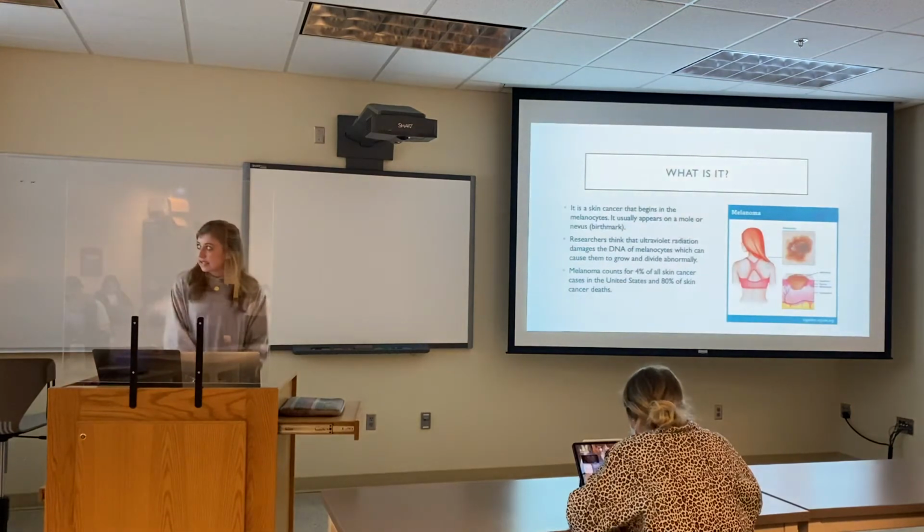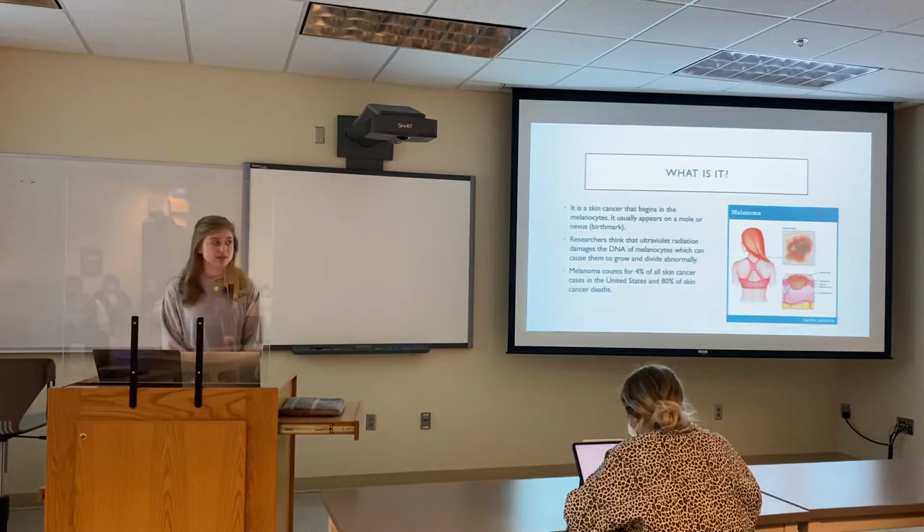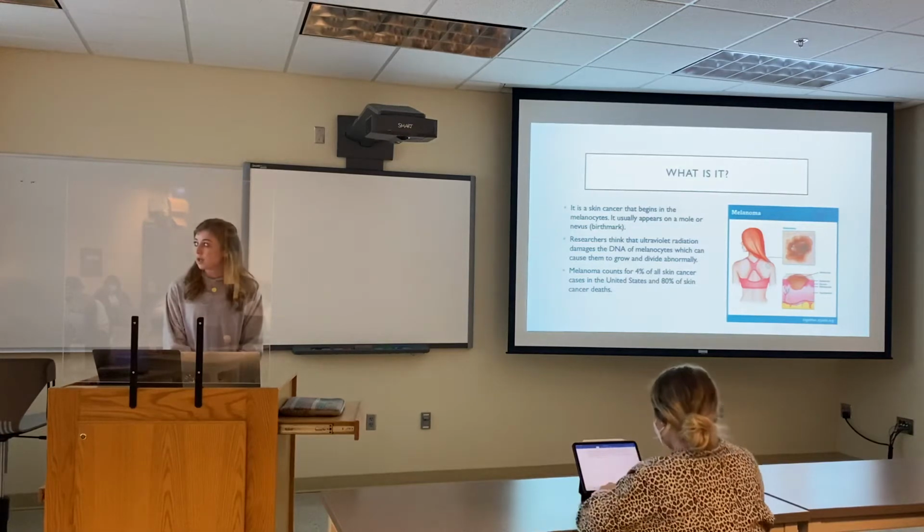So what is it? It's a skin cancer that begins in the melanocytes, which are the cells in your skin that produce pigmentation. And it usually appears on a mole or nevus, which is also known as a birthmark. Researchers think that ultraviolet radiation damages the DNA of melanocytes, which can cause them to grow and divide uncontrollably.